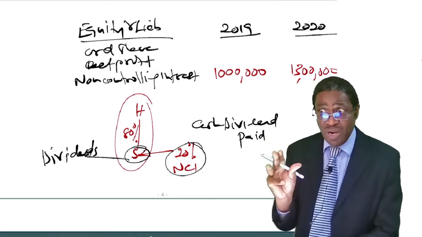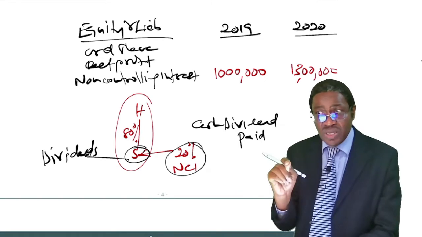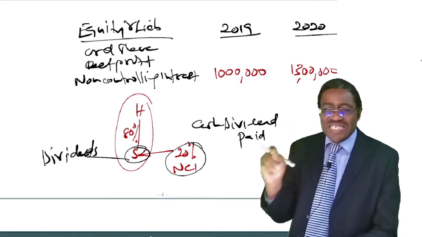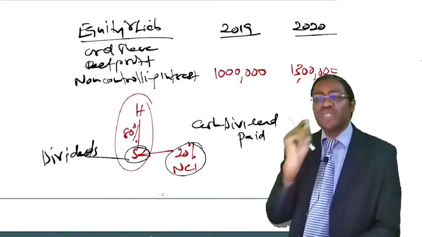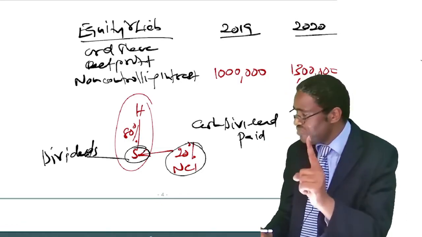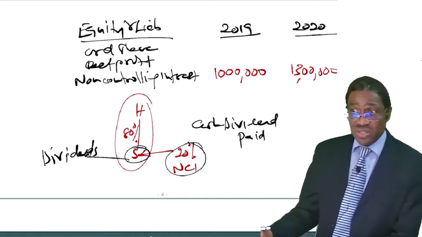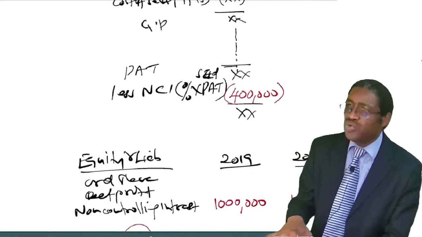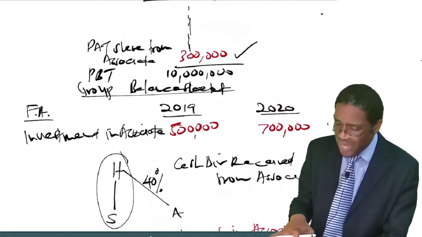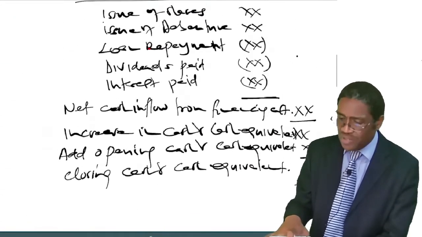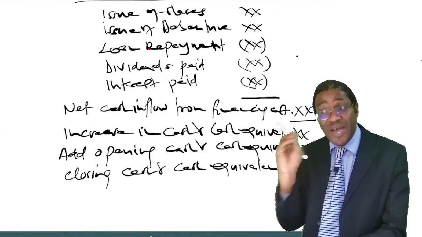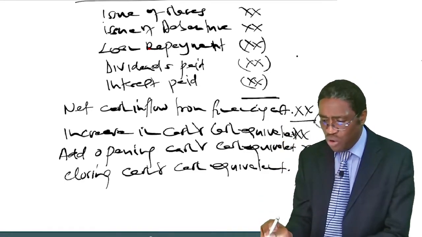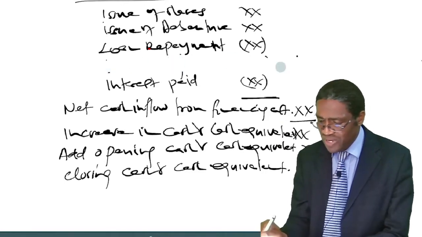So the relationship between the group and the non-controlling shareholders, I have said, is you determine the cash dividends paid to the non-controlling shareholders. Once you get that, you take it to the cash flow statement as part of financing activities. Why? Because these non-controlling shareholders are part of the financiers of the company.